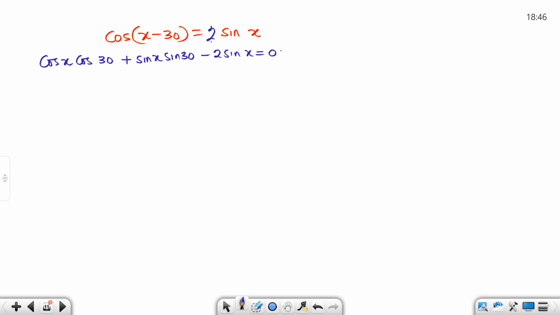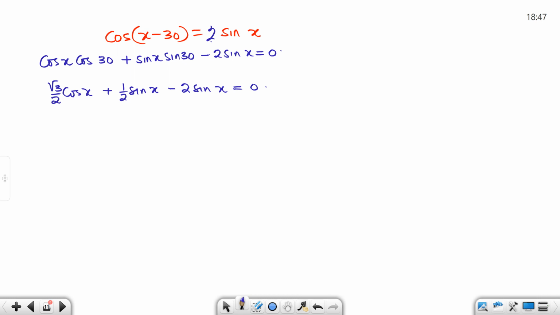0. Now, guys, I can find cos 30. Cos 30 is root 3 over 2. So, root 3 over 2 cos x. Do we agree? Sine 30 is half, right? Half sine x minus 2 sine x equals 0. Interesting here. Now, we don't have anything common to all the sides, so let's be careful here.